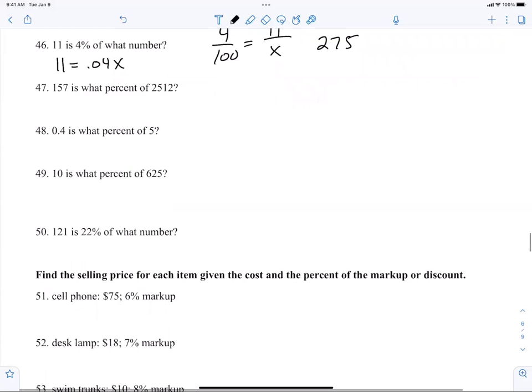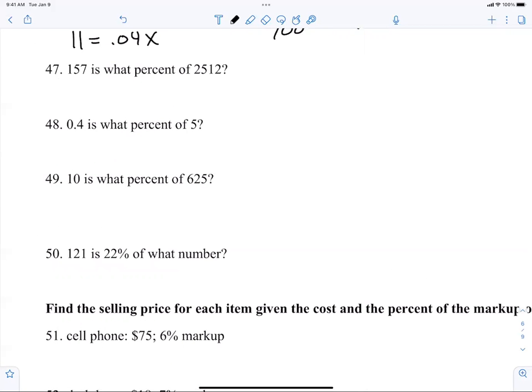All right, here we go. 157 is what percent of 2512? Someone tell me. We would do 157 over 2,512, and then x over 100. Exactly. So what percent was that? I'll wait for you. I got 6.25%. Everybody else okay with that?